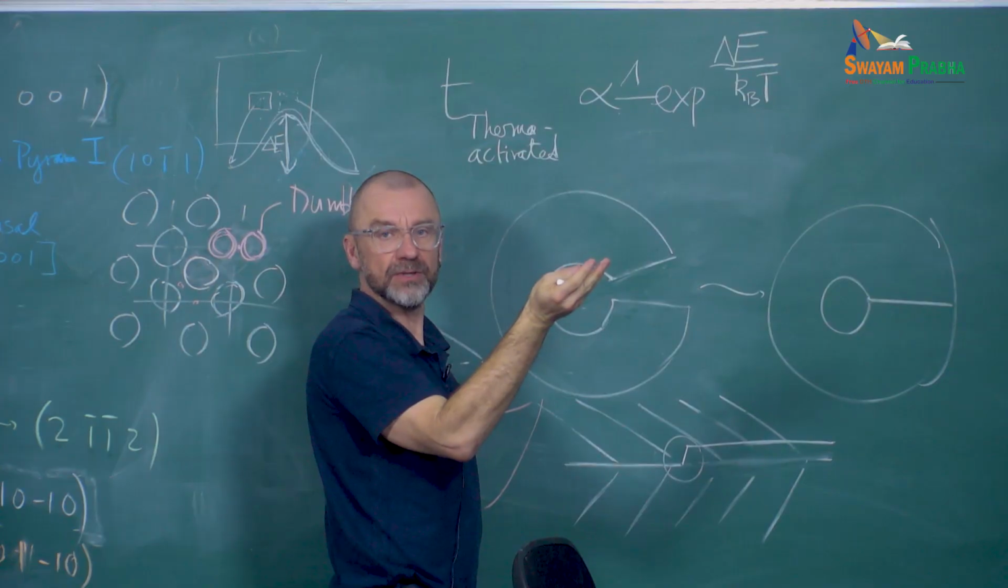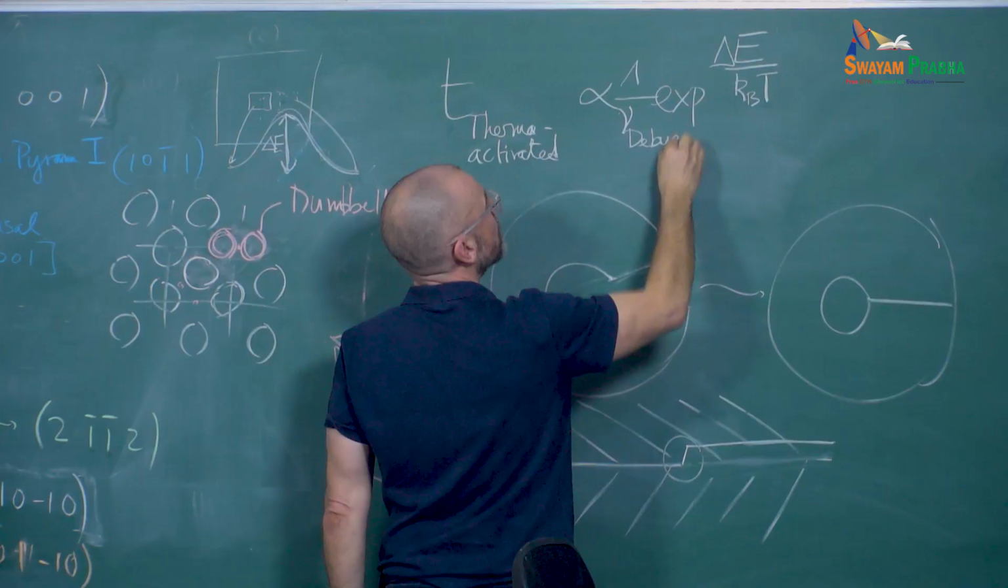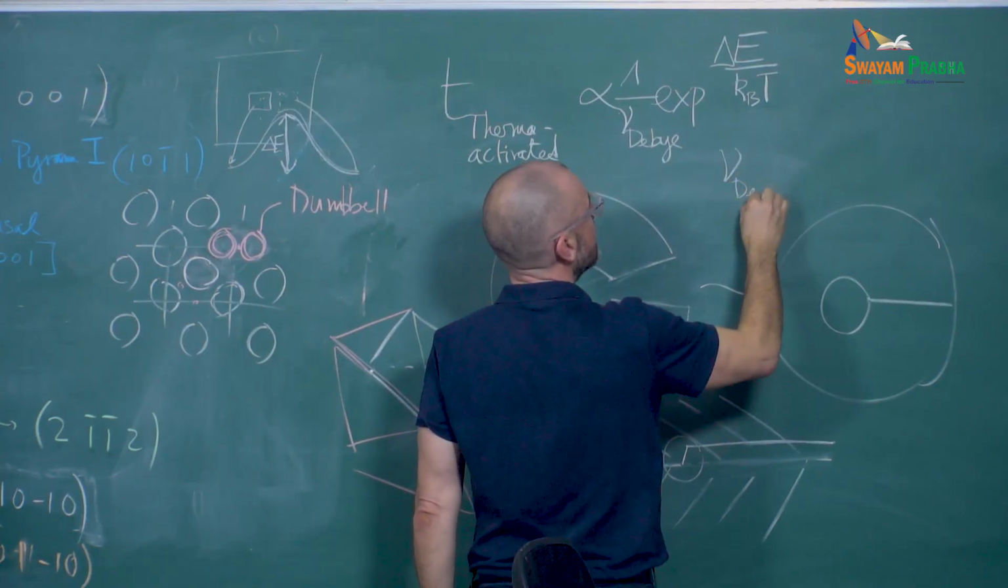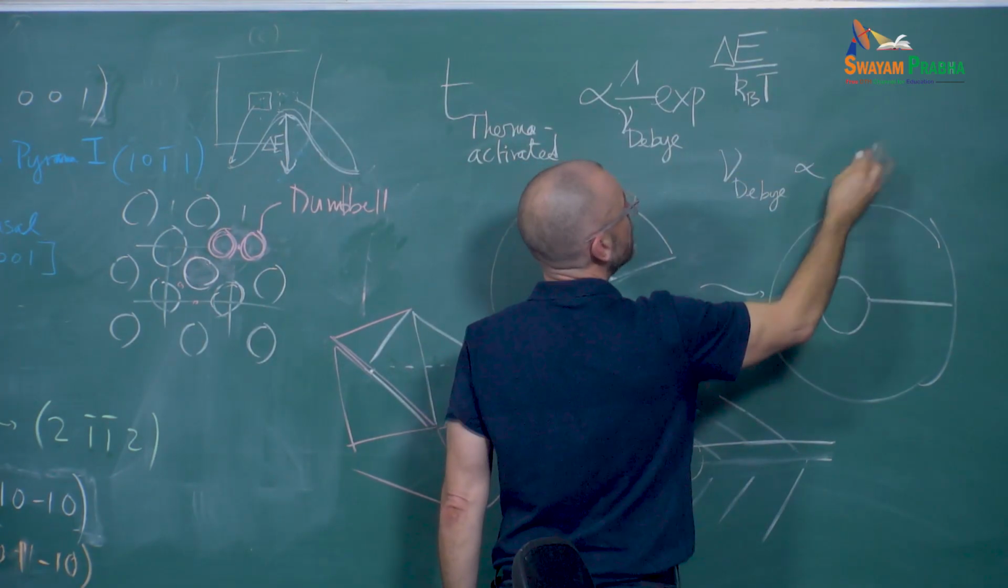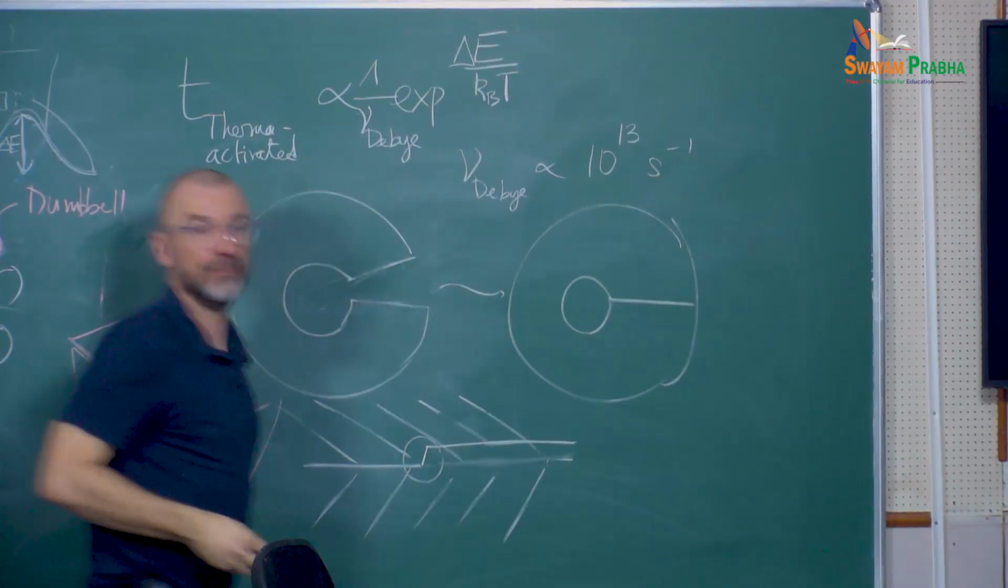And what's the typical vibrational frequency? It's called the Debye frequency. And so the Debye frequency depends from material to material. Usually what we say is that it's on the order of 10 to the 13 per second.